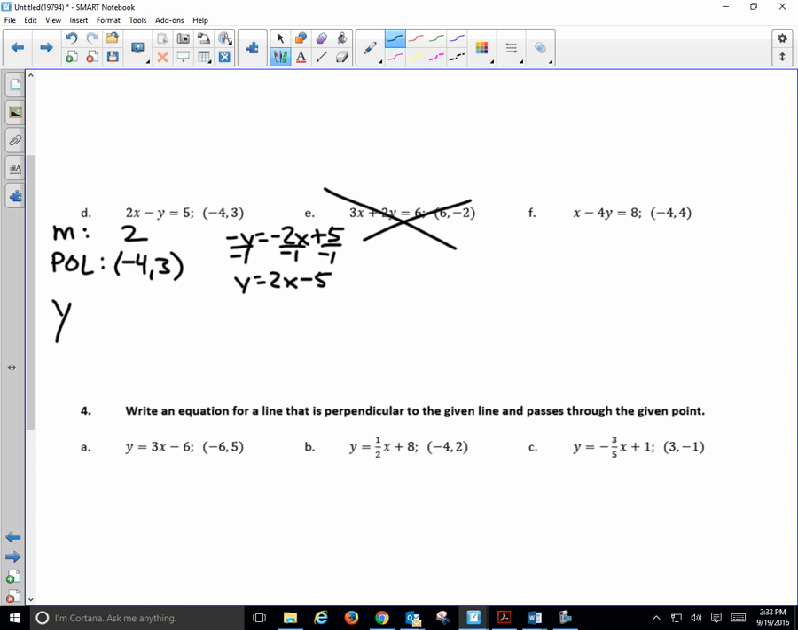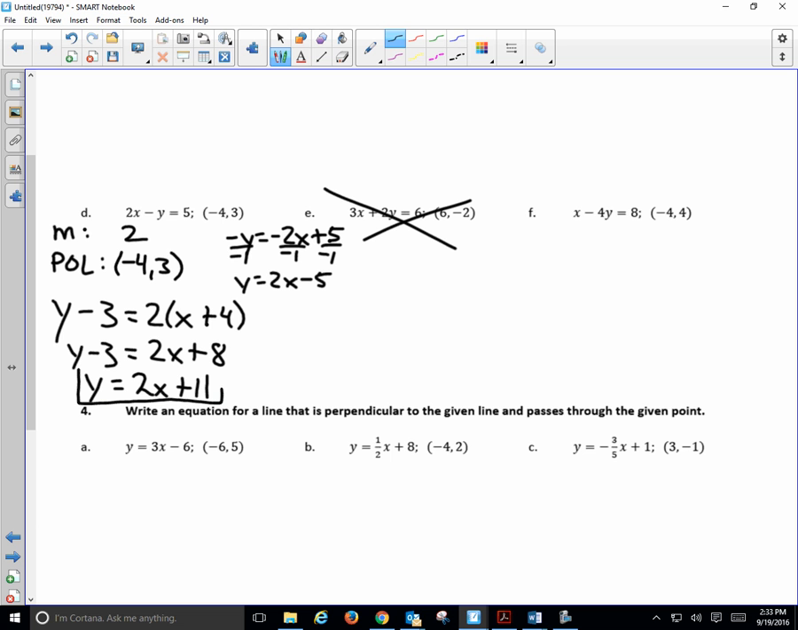So I have y minus what? 3 equals 2 times x plus 4. I will distribute my 2. y is 2x plus 11.